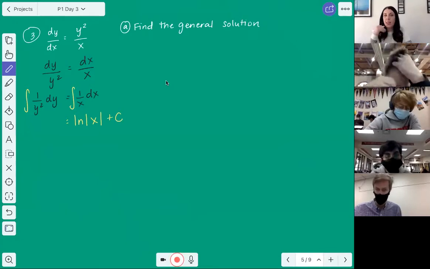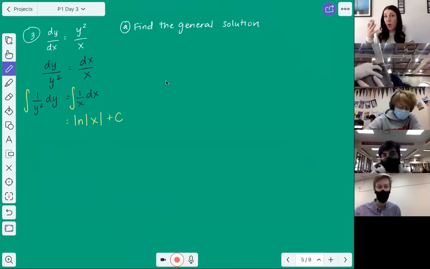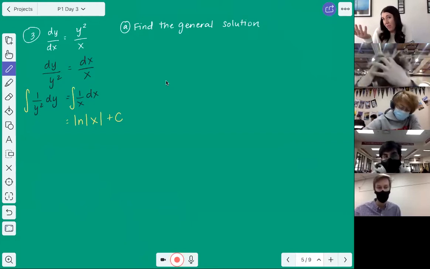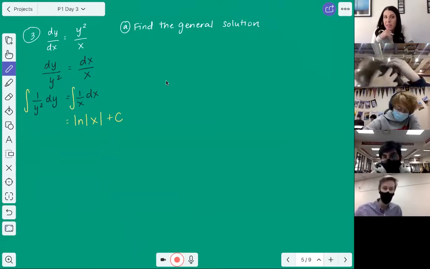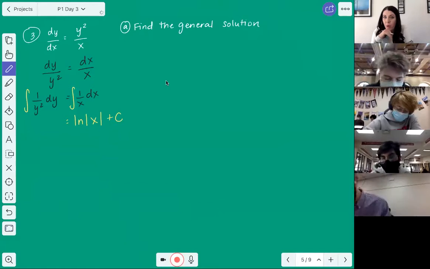Okay, now this is where guys get confused. They're like, well, 1 over x is ln, so probably 1 over y squared is also ln, like ln of y squared. Super common mistake. How do I integrate 1 over y squared, Dennis? What would I do to integrate 1 over y squared? Isn't it 2 square root y?